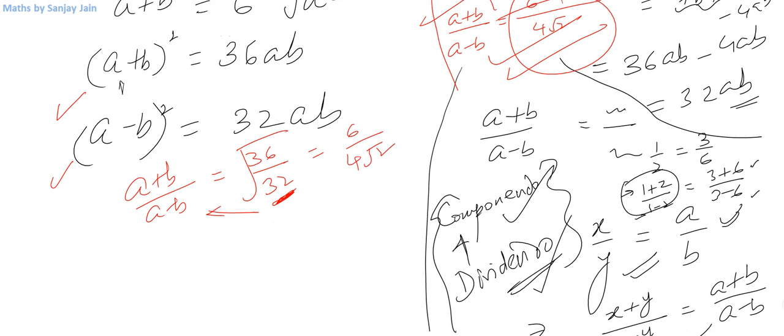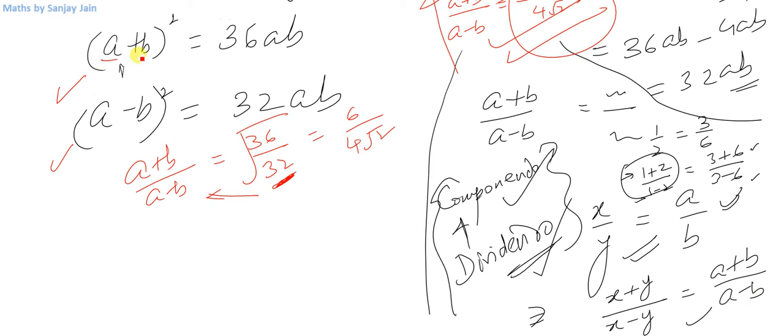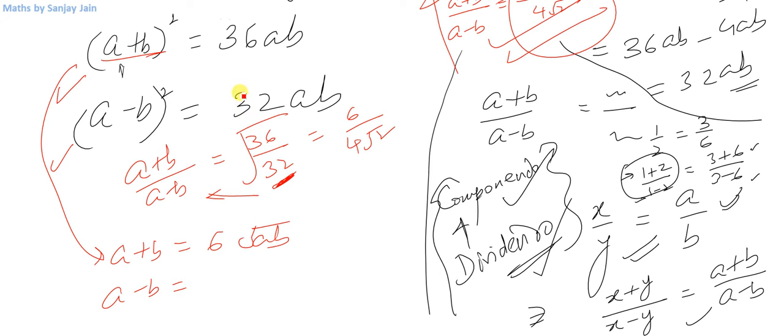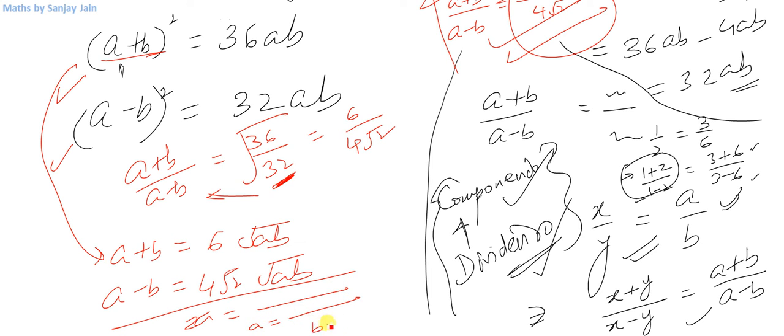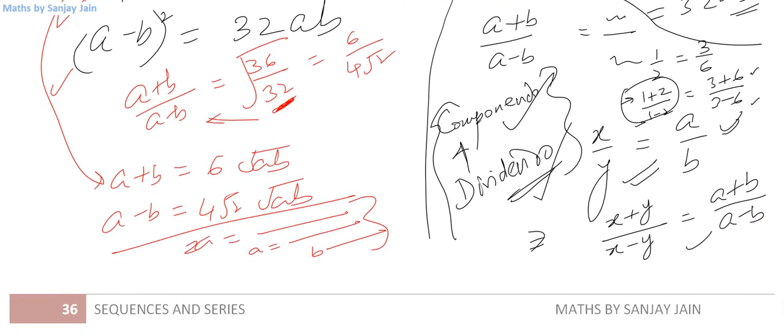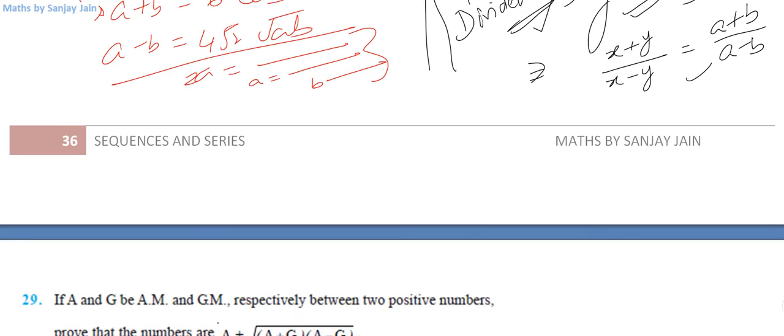If you want to do it in a lengthier way, what you can do is you can write a plus b equals 6 root ab, a minus b as this is 4 root 2 root ab. Then you can add these. 2a will be a certain number, then you can find a. Similarly, you will find b. Then you take their ratio and you will find the same answer that I have found. Okay, so these are the two ways to do this problem.